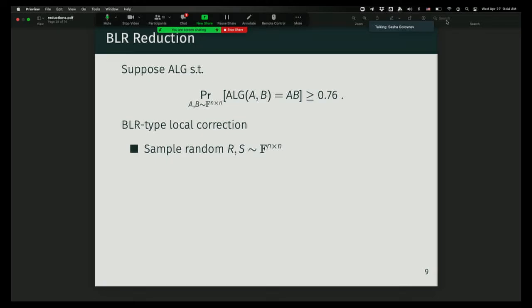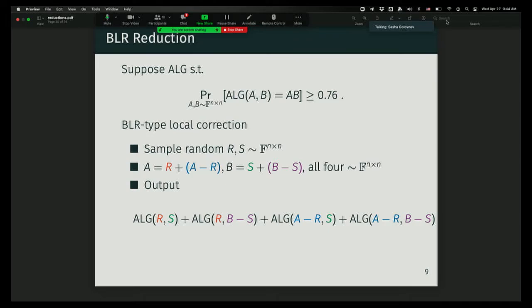I'll just sample 2 random uniform matrices, R and S. I'll write A as a sum of R and A minus R. I'll write B as a sum of S and B minus S. Note that while these matrices are correlated, each of the 4 matrices is actually uniformly random. And also say R and S or R and B minus S are independent. Okay, so now I can use my algorithm to compute these 4 cross products.